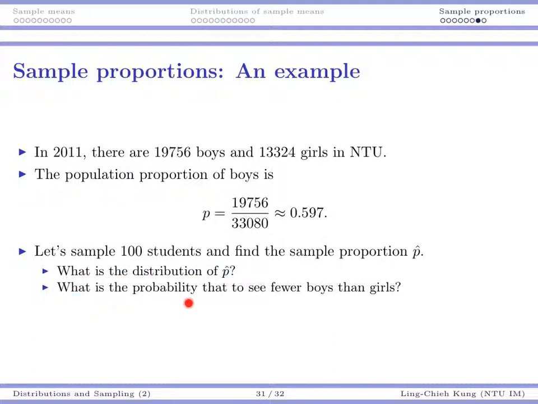And we want to know, for example, what's the probability for us to see fewer boys than girls. Okay? In the population, there are more boys than girls. There are 60% of students that are boys. But still, it is possible for us to get fewer boys than girls in a random sample, right? We use this as an example to show you how to do the calculation when we have those knowledge.